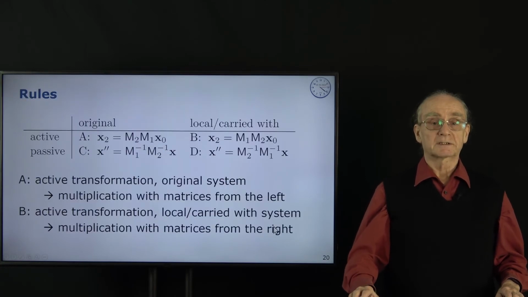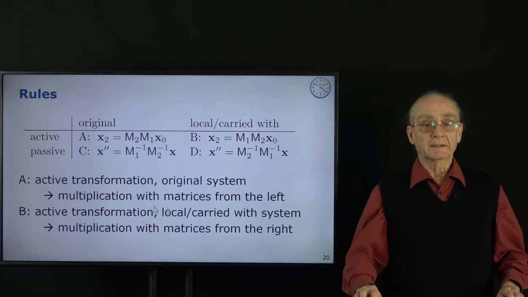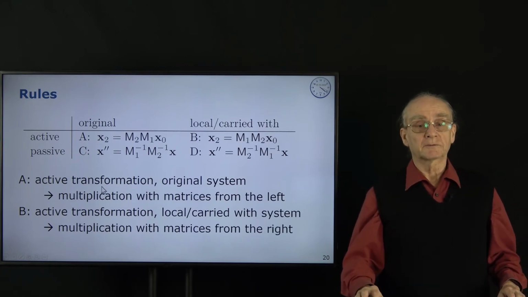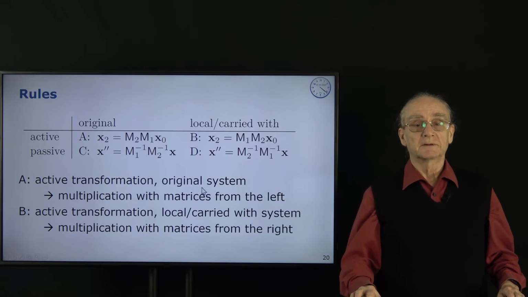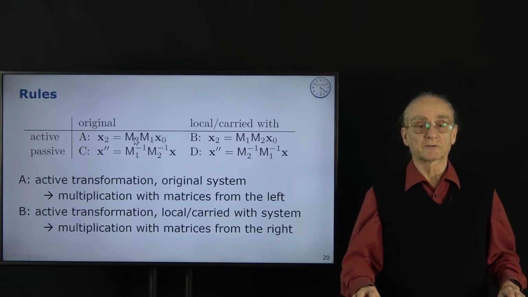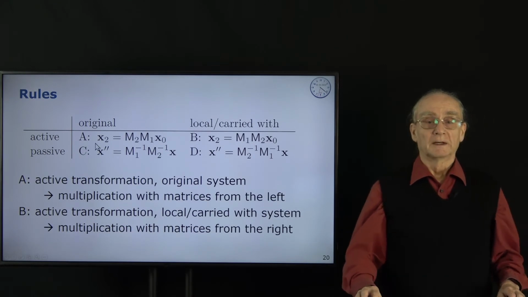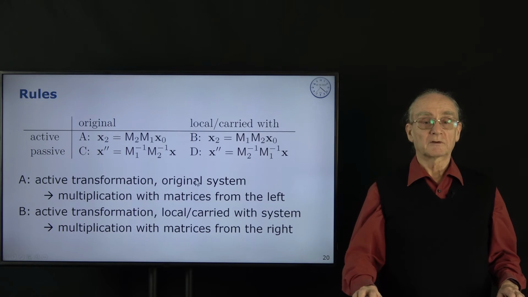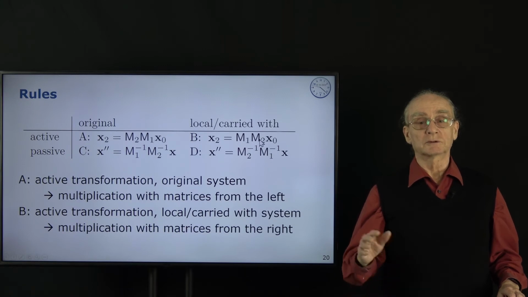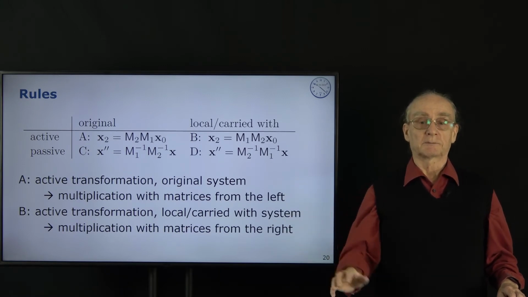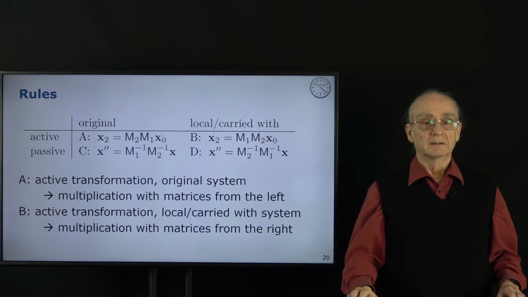So let's start with A, and we see that if you have an active transformation all represented in the original system, we have to multiply the transformation matrices from the left, M1, M2, etc. if we have more. And if we have the case B, we see that we have an active transformation, but the transformations are described in the local carried system. So we have now here M1, M2, so the motion matrices are multiplied from the right side.